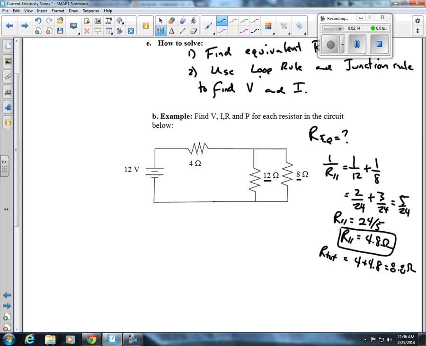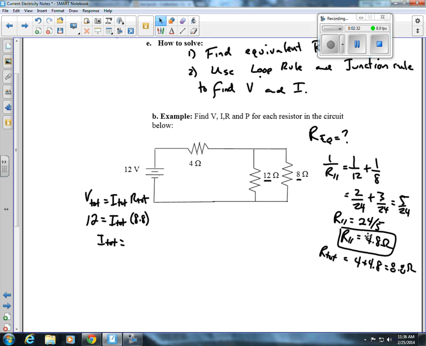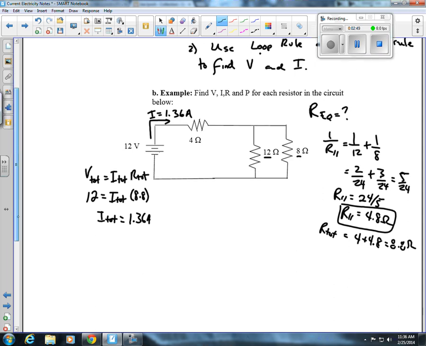Now, since I know the total is 8.8, I can do V equals IR. So V total is I total times R total. So 12 is I total times 8.8. I want to divide that out. I'm going to get a value for I total, 1.36 amps. So I'm going to actually draw that on here. I know the current coming out of the battery, the total current, I, is going to be 1.36 amps.